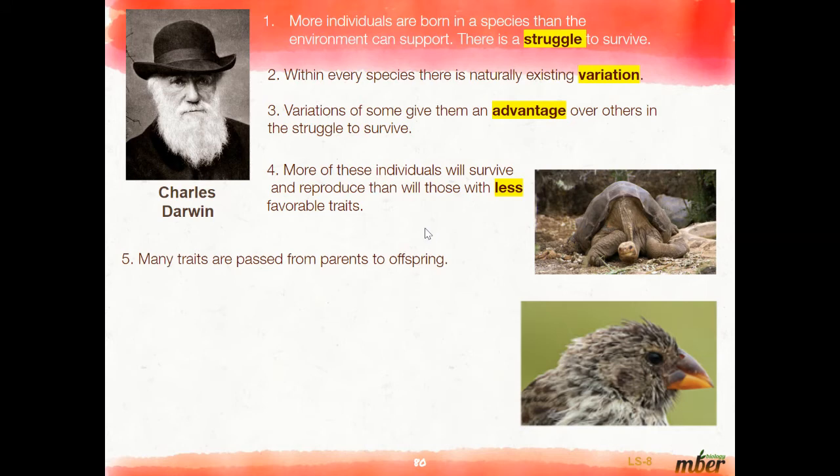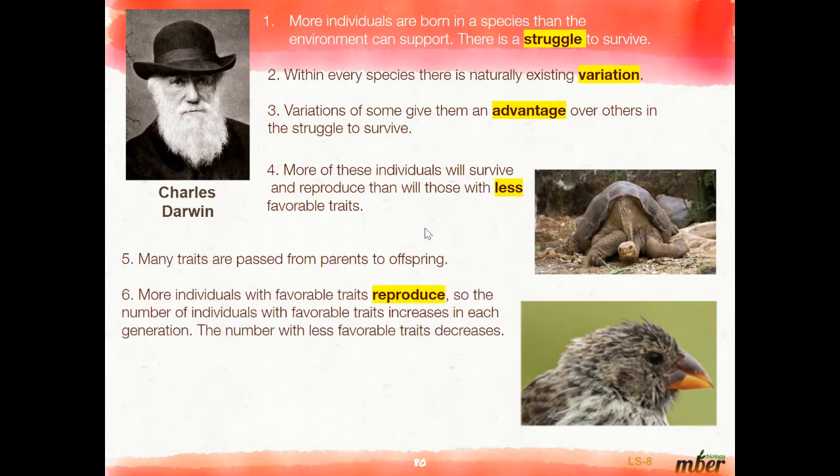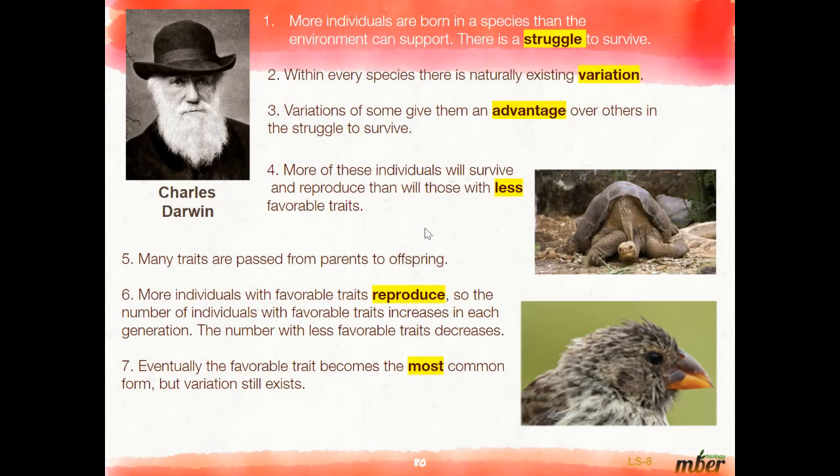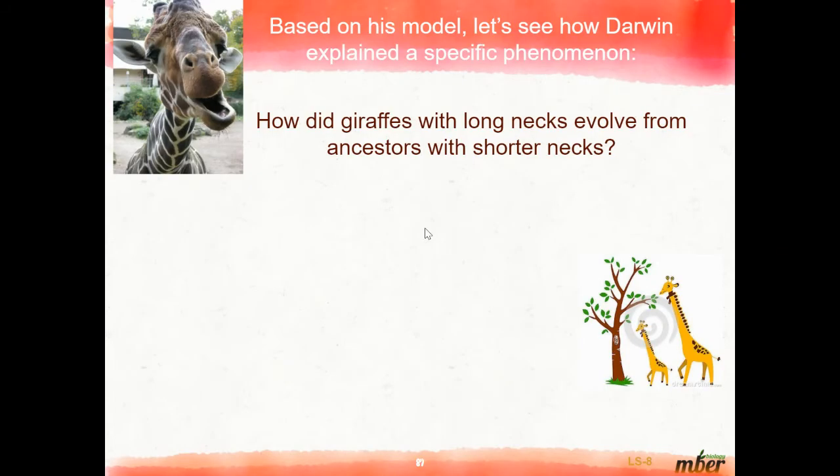Many traits are passed from parents to offspring, and then more individuals with favorable traits reproduce, so the number of individuals with favorable traits increases in each generation. The number with less favorable traits decreases. Eventually, the favorable trait becomes the most common form, but variations still exist. Okay, so all of that needs to get written down in box, I think it's box O. Nope, that's not box O.